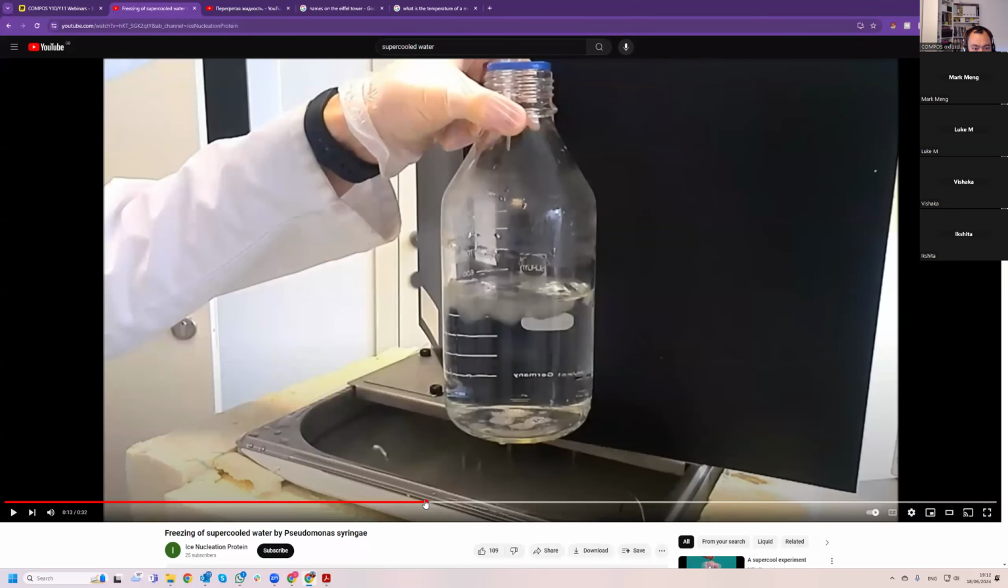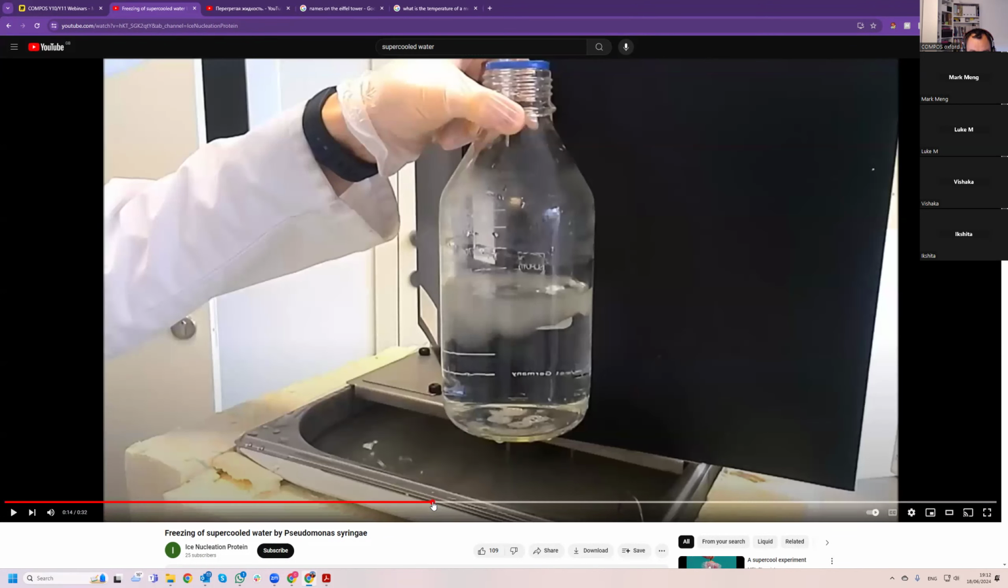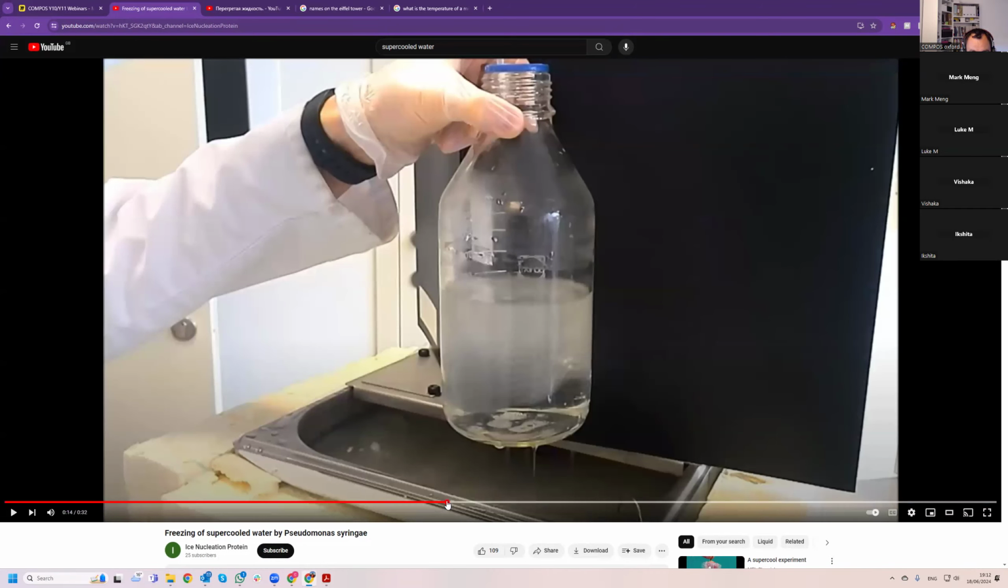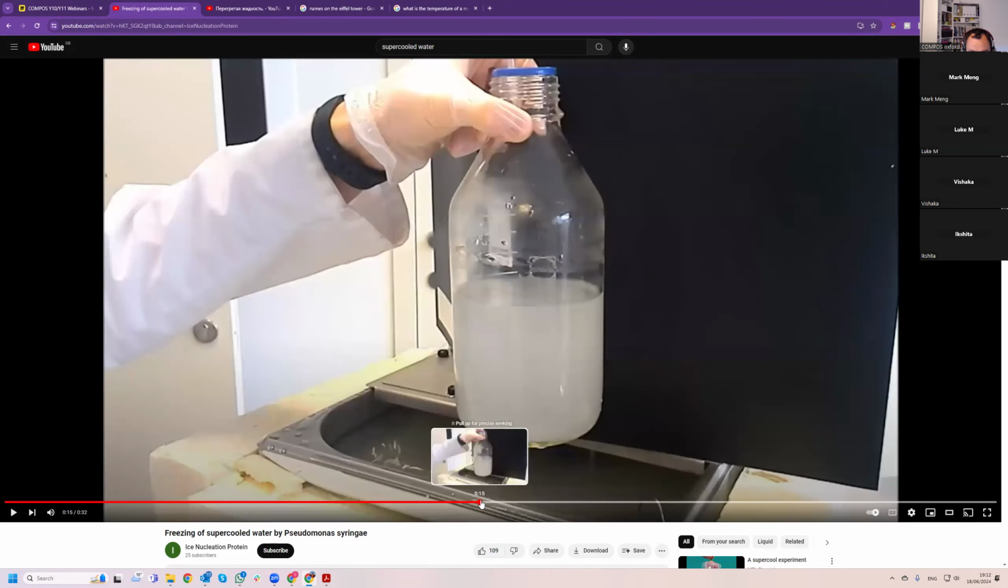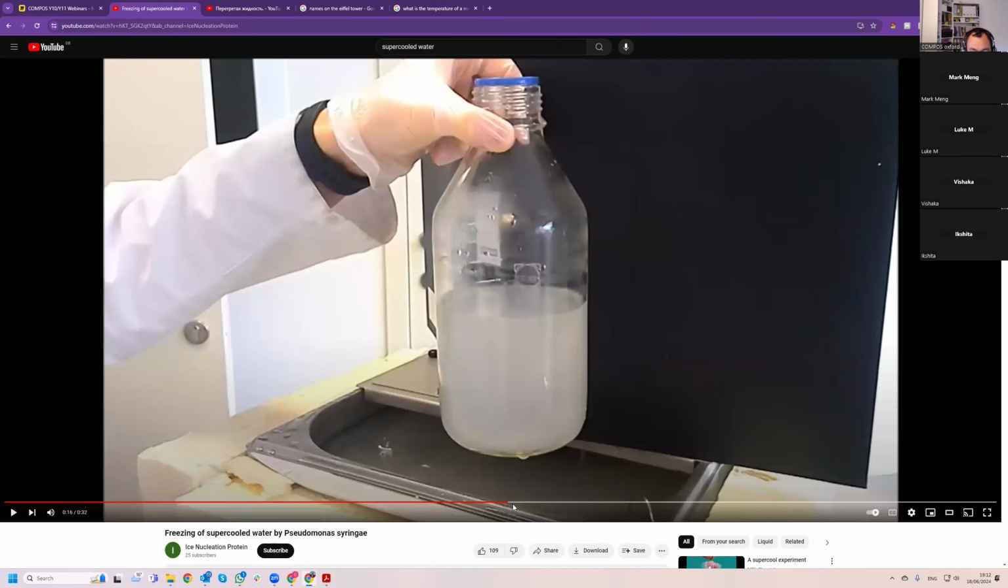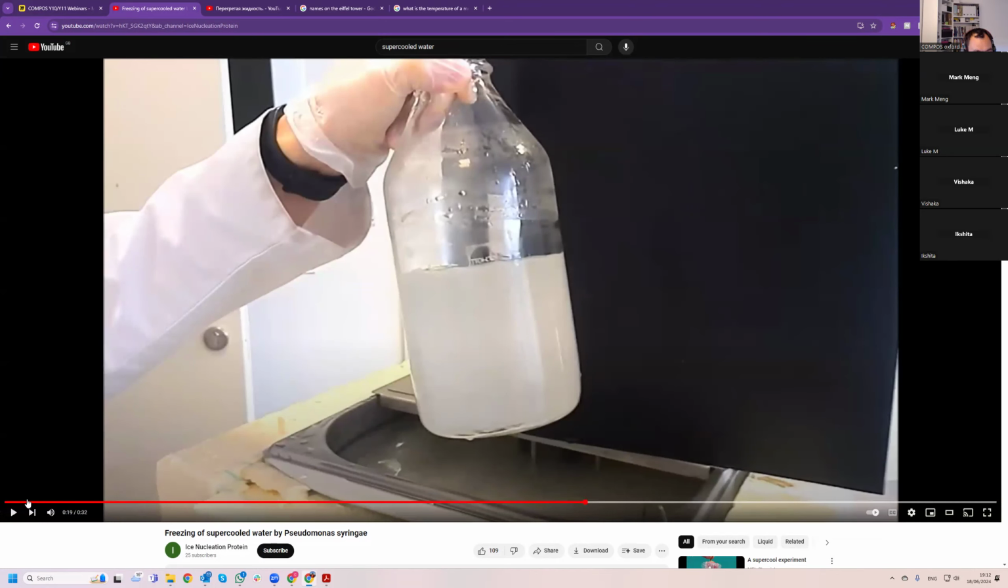Basically they add a drop of another liquid. I'm not sure what they're adding. So here's a drop, and the water immediately turns to ice. As you can see, the water turns to milky ice, and then they flow. So what's happening?